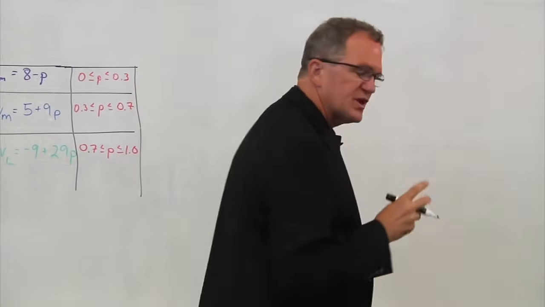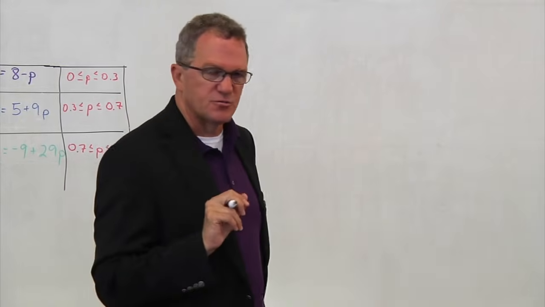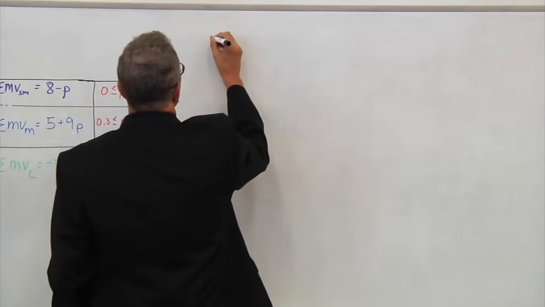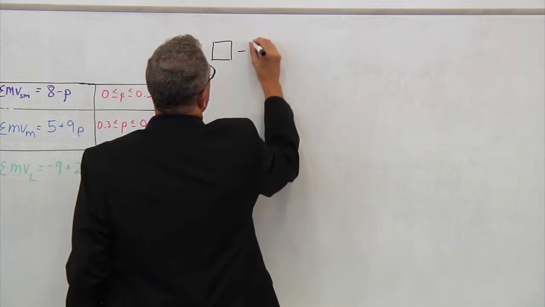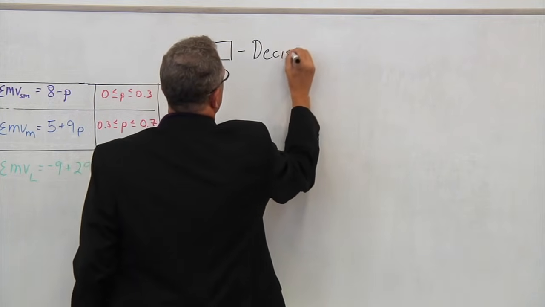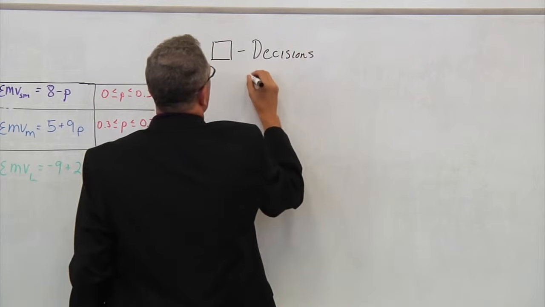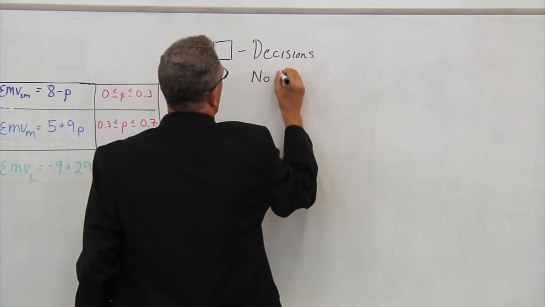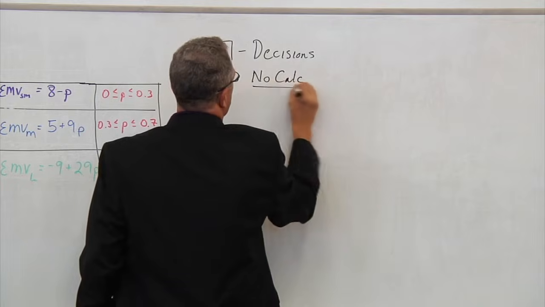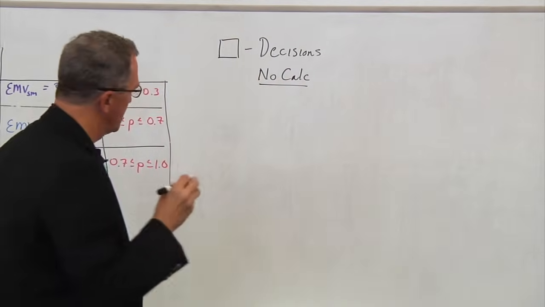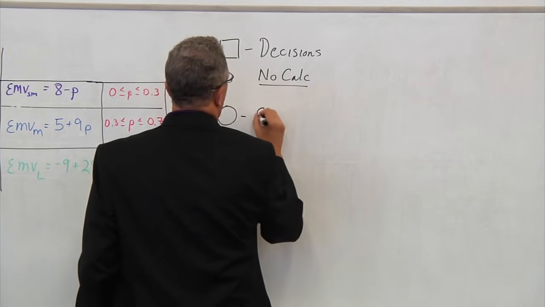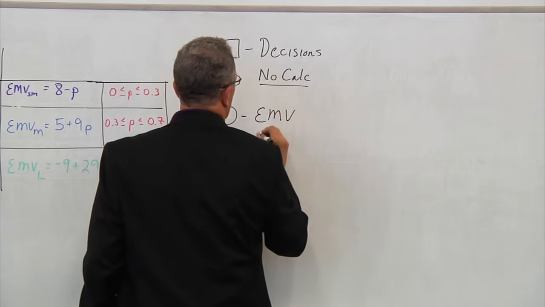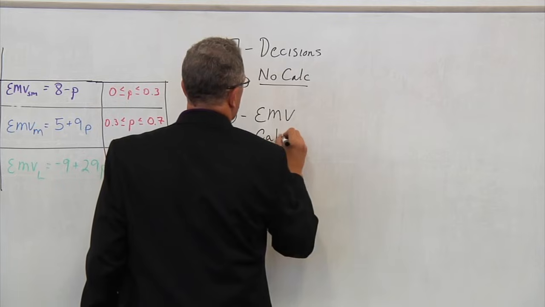So the first thing you have to understand is we have two types of nodes in our decision tree. The first node is a square. At a square, we make decisions. No calculations are done at a square. All right. We also have circles. Circles are where we calculate expected monetary value. This is where we do calculations.